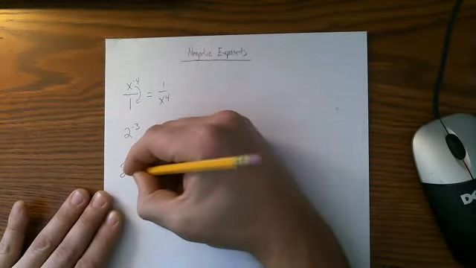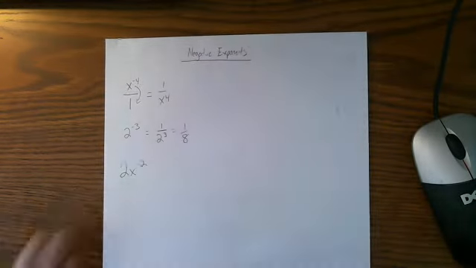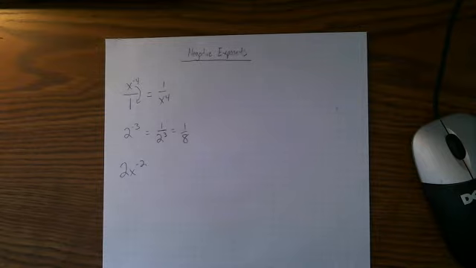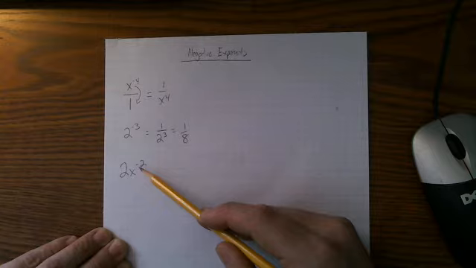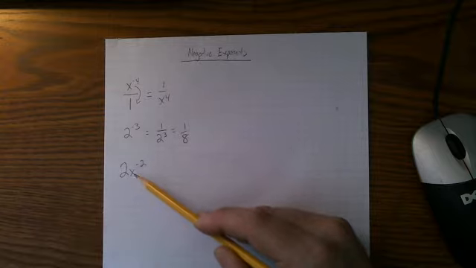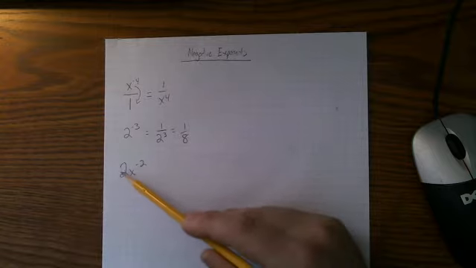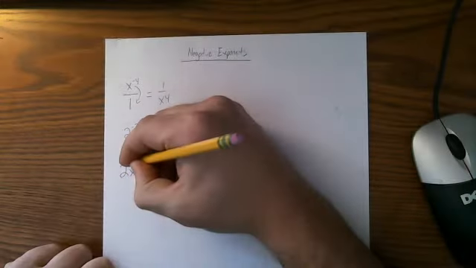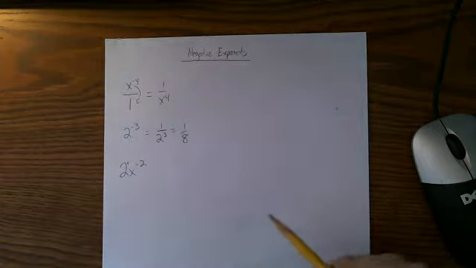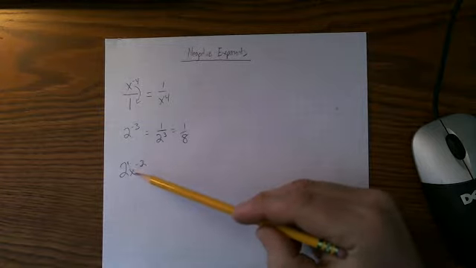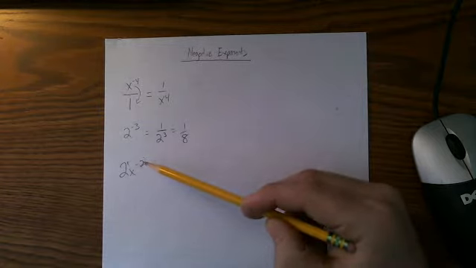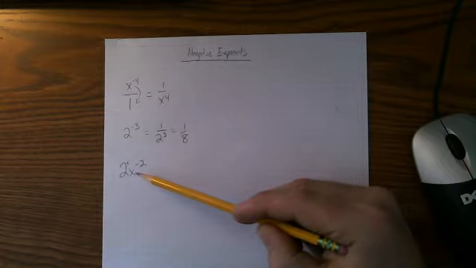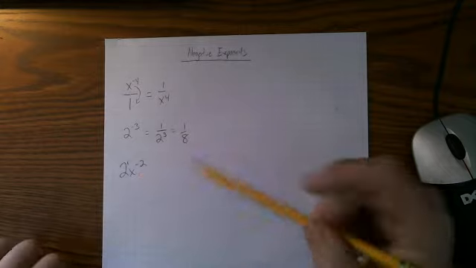If we had something like 2x to the negative second power, now the base of the exponent is going to be really important for this example. The thing that's being raised to the negative second power is x. So the 2 is not being raised to the negative exponent. Only the x is. The exponent of 2 is 1 here. It's not written, but the exponent is 1. The base of the negative exponent is x. Therefore, the thing that's moving is x.